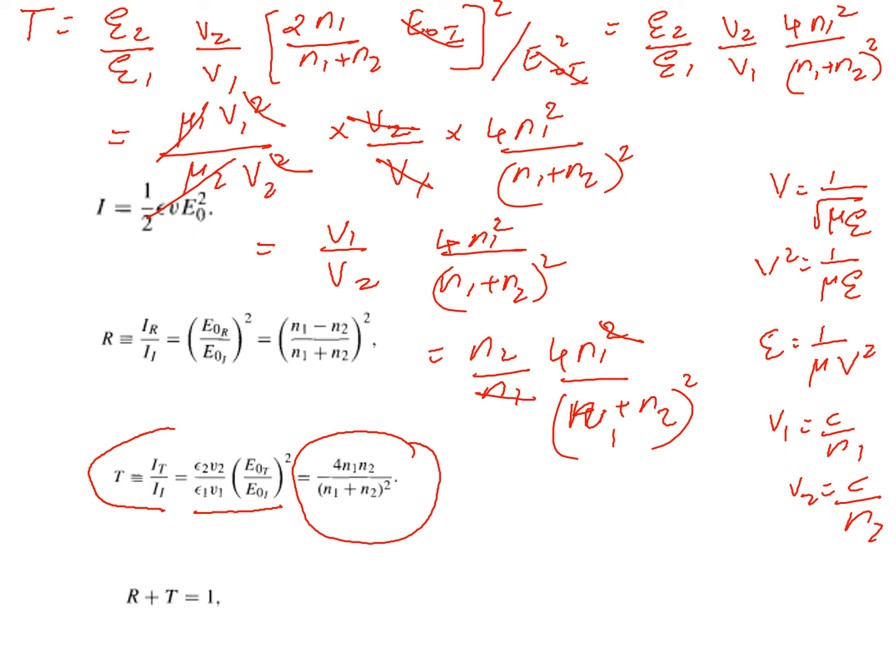This is the expression for transmittance. And you can see that the sum of reflectance plus transmittance will be equal to 1. So R is the reflection coefficient or reflectance, and T is the transmission coefficient or transmittance. So R plus T is always equal to 1. So once you know the value of R or T, you can find the other value.